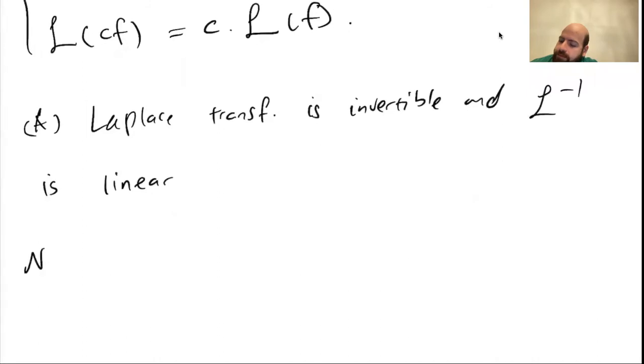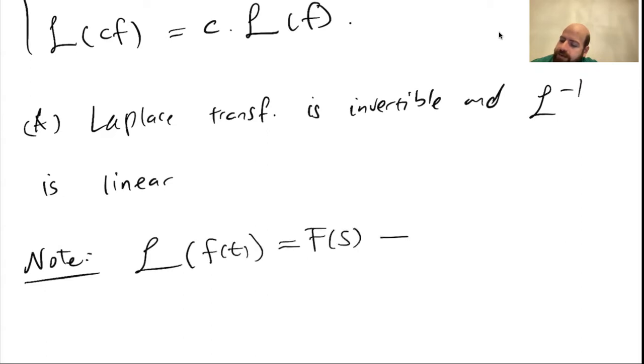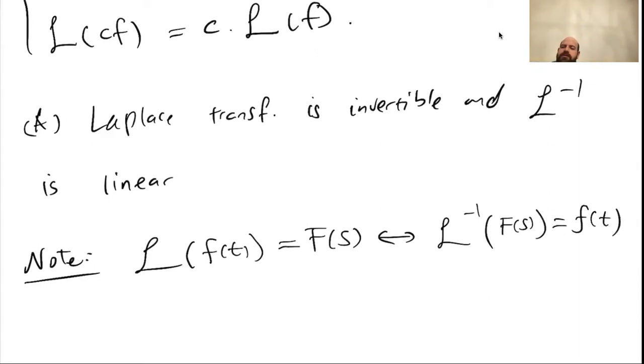And note that when we say Laplace transform of f of t is equal to capital F of s, this is the same as saying that inverse Laplace transform of capital F of s is equal to f of t. This is the job of an inverse function. Inverse function, as you learned in pre-calculus, swaps the input with the output. Every input becomes output, every output becomes input. So Laplace transform of f of t equals capital F of s is the same as saying that inverse Laplace transform of capital F of s is f of t.